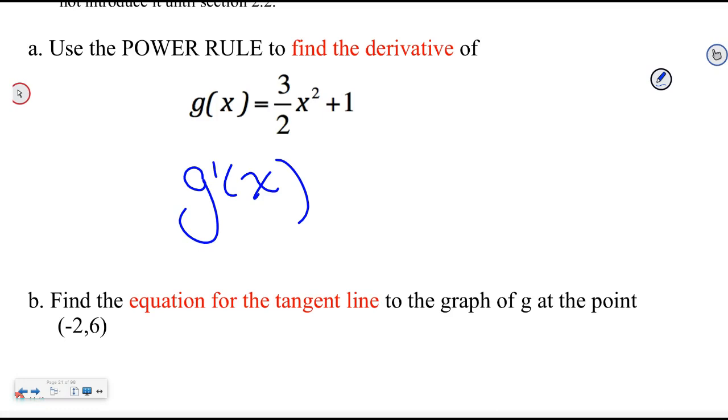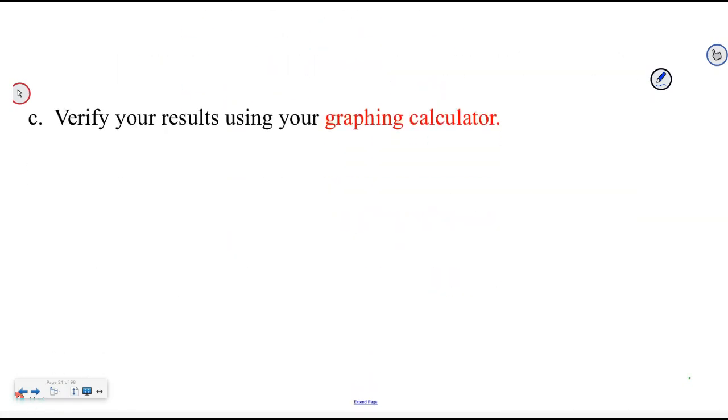That's why I like to introduce the power rule early, because I just really want a function that'll generate my slopes. There it is. The 1 disappears. It's so easy. It makes things nice. What I want you to do is on your calculator, go graph the original function.